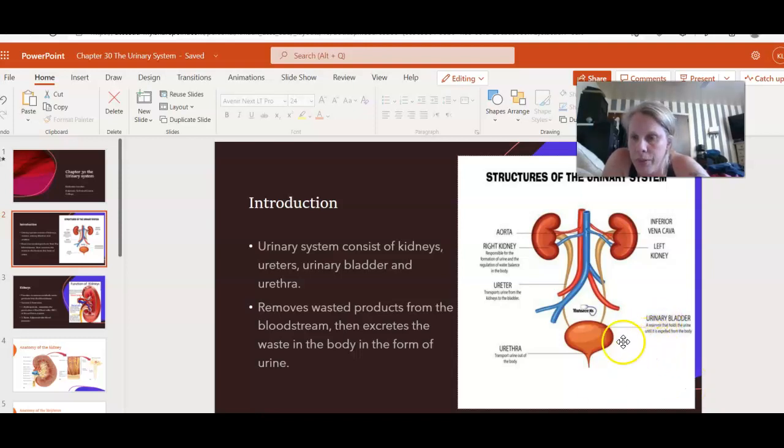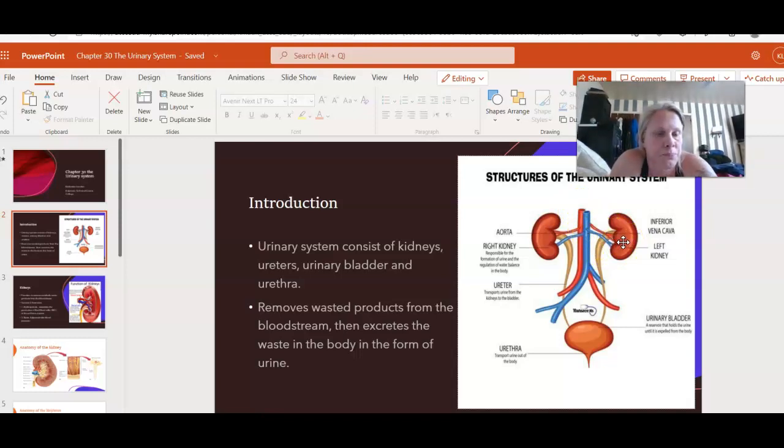And then the urinary bladder is actually the reservoir that's holding all the urine until it's ready to be excreted or expelled. And then you have your aorta, which goes right up to the heart, and then your inferior vena cava is the other part that's coming from the heart.